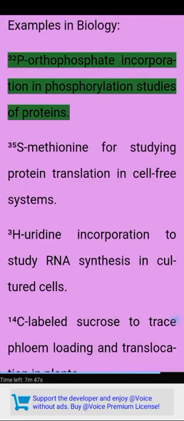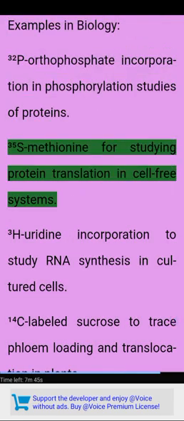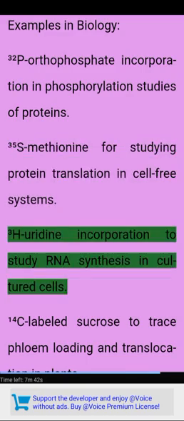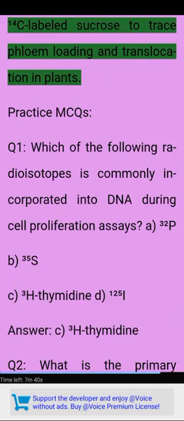Examples in biology: ³²P orthophosphate incorporation in phosphorylation studies of proteins. ³⁵S methionine for studying protein translation in cell-free systems. ³H uridine incorporation to study RNA synthesis in cultured cells. ¹⁴C-labeled sucrose to trace phloem loading and translocation in plants.